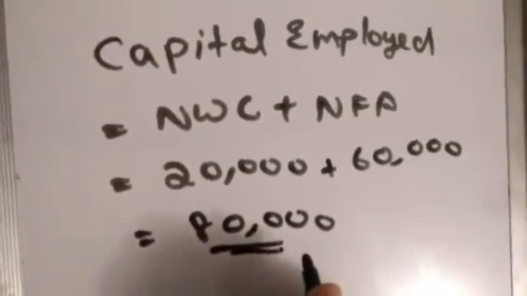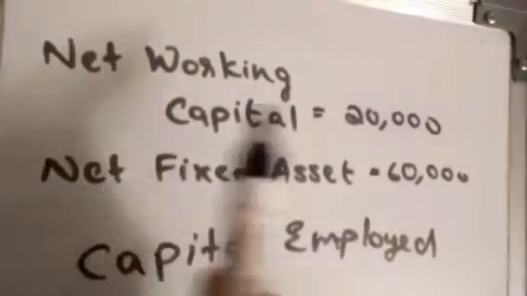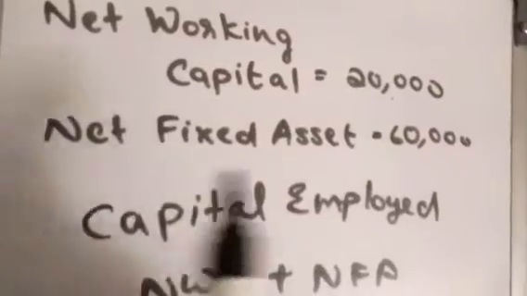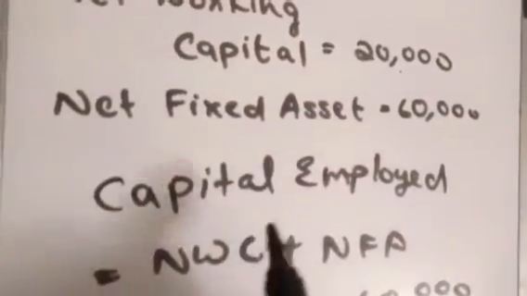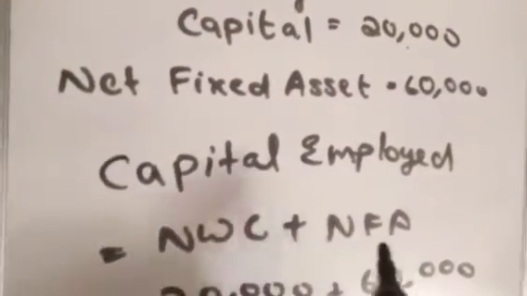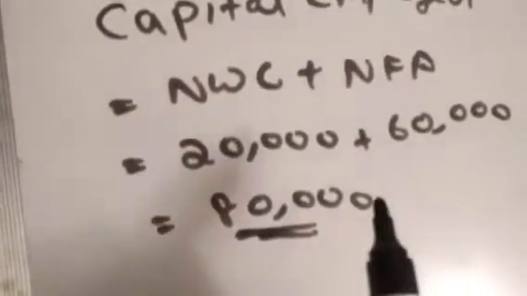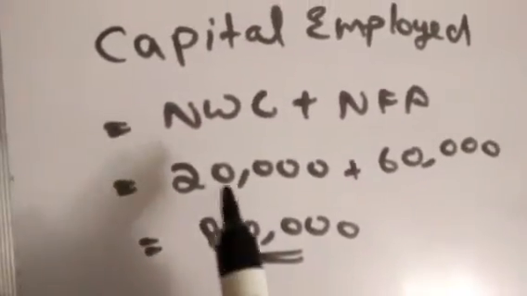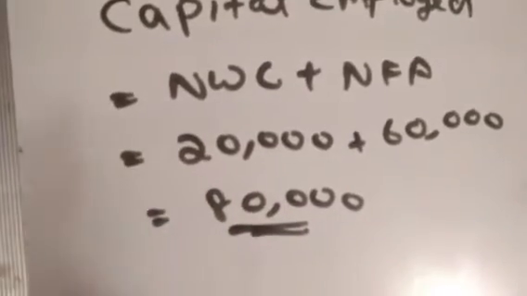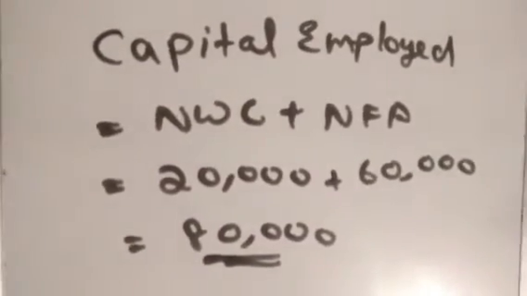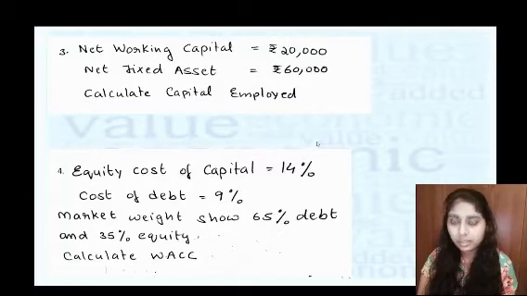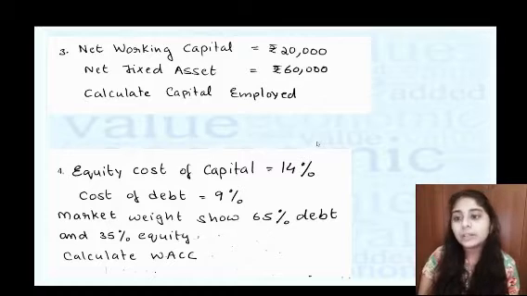I repeat once more. In the question it is given that net working capital is 20,000 and net fixed asset is 60,000, and we are asked to calculate the capital employed. The capital employed is net working capital plus net fixed asset, and we are calculating it as 20,000 plus 60,000, and we got 80,000 as capital employed. So I hope it's clear how to calculate the capital employed.